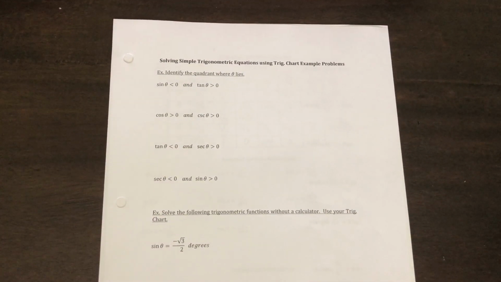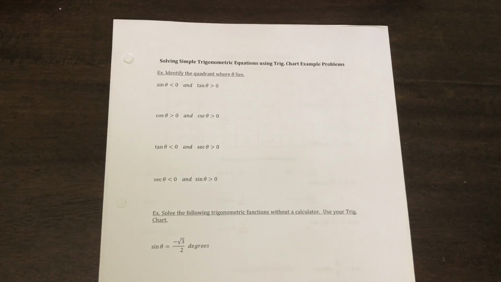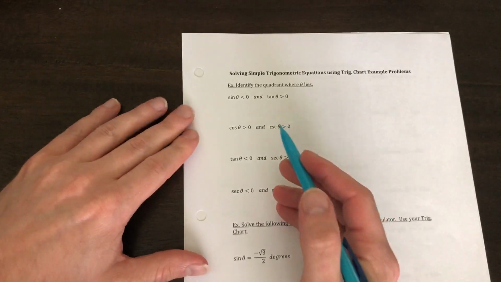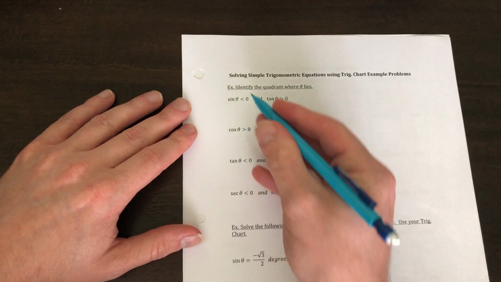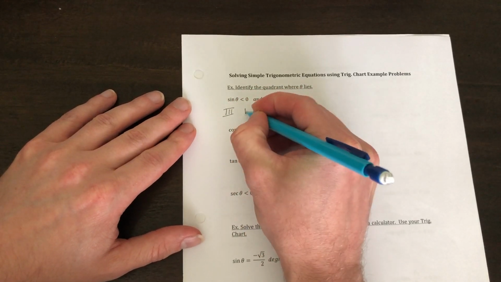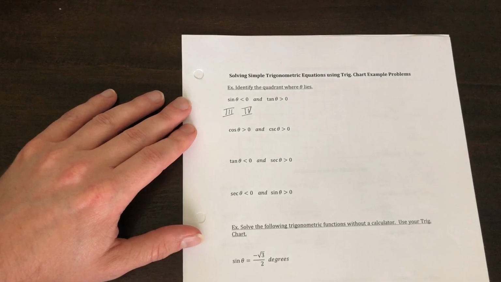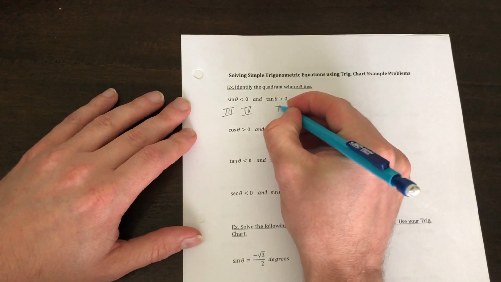Okay guys, so this is going to be solving simple trig equations, and we're going to be using the trig chart for all of these example problems. So the first section says identify the quadrant where theta lies. Okay, so this says sine of theta is less than 0, which means it's negative. So sine is negative in quadrant 3 and quadrant 4. Tangent is positive in quadrant 1 and quadrant 3.